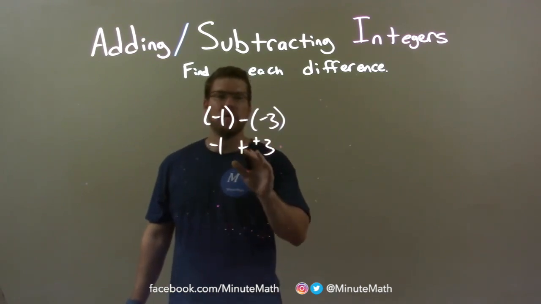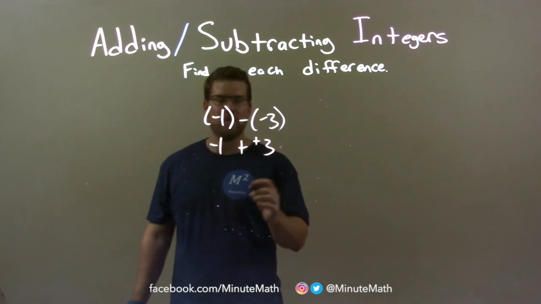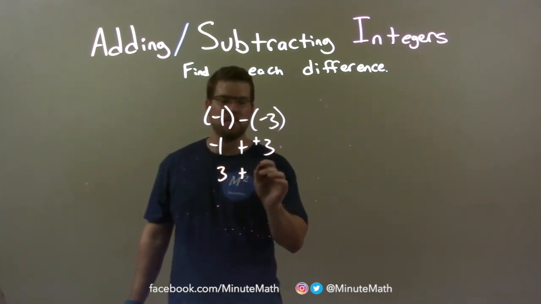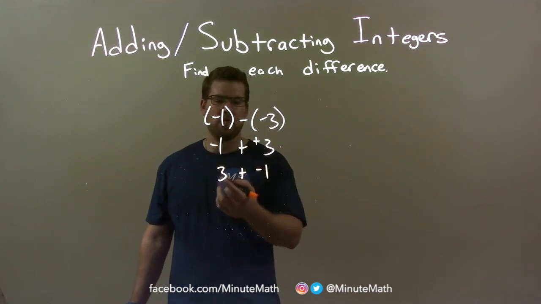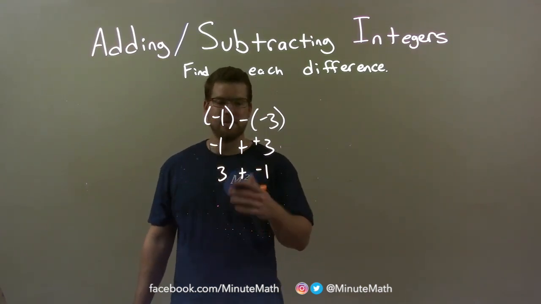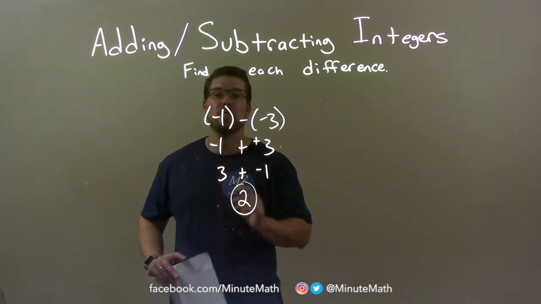Okay, and we know with addition, we can rearrange it. We're allowed to. So I'm going to rearrange this to be 3 plus a negative 1, right? Because negative 1's right there. We're adding two numbers. And 3 plus a negative 1 is easy, right? That's the same thing as 3 minus 1, which is just 2. So our final answer here is just 2.